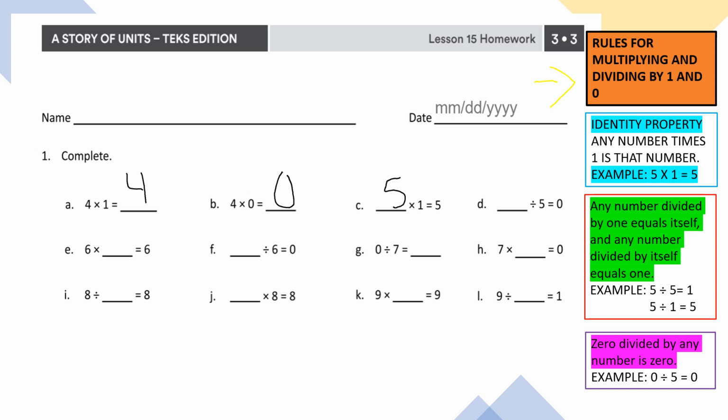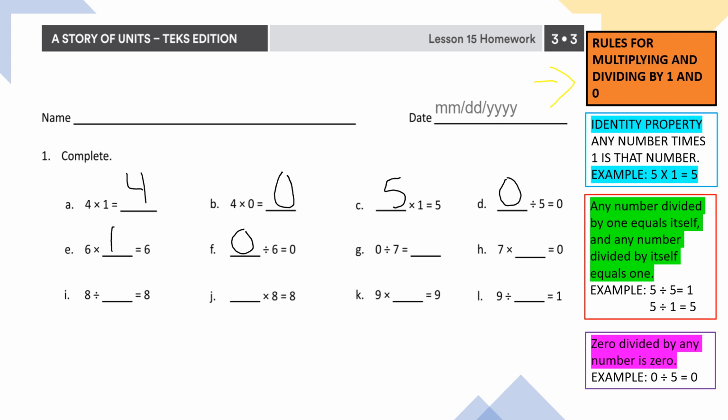Let's look at D. Blank divided by 5 equals 0. If you said 0, then you are correct. 0 divided by 5 is 0. Let's look at E. 6 times blank equals 6. If you said 1, you are correct. F says blank divided by 6 equals 0. If you said 0, you are correct.